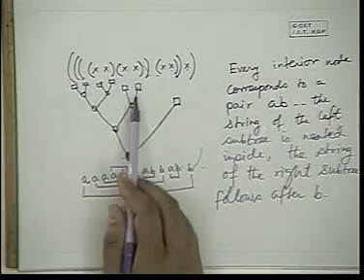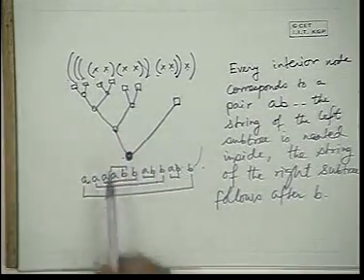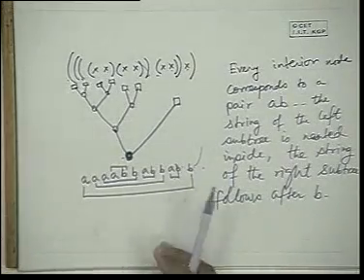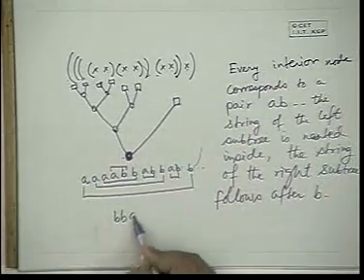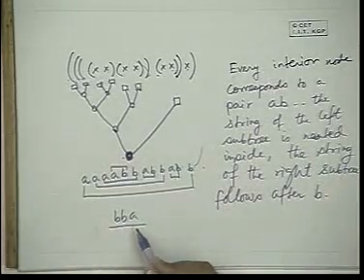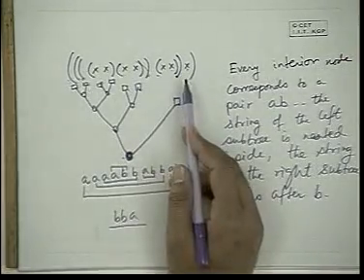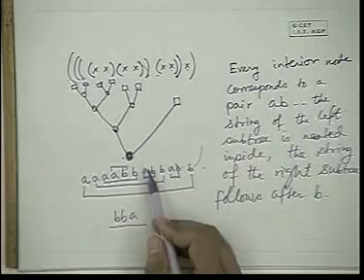So the entire parenthesization I can always represent as a string of AB. And this AB string is very well formed. Not every sequence of AB has a corresponding parenthesization. Suppose I have a string, say BBA, there does not exist a parenthesization for this string. Those strings which have a valid parenthesization corresponding to them are called well formed strings.